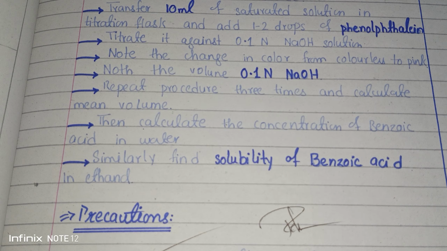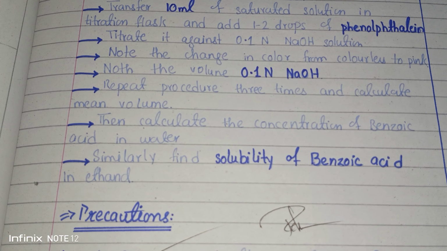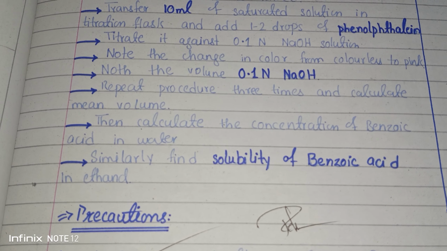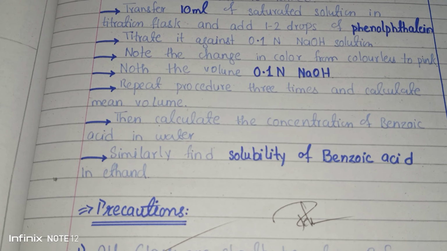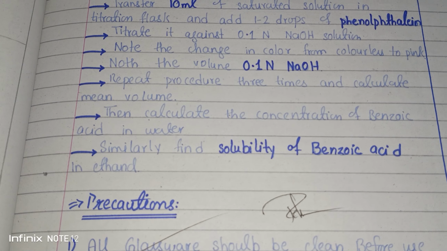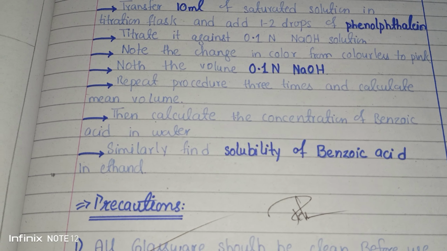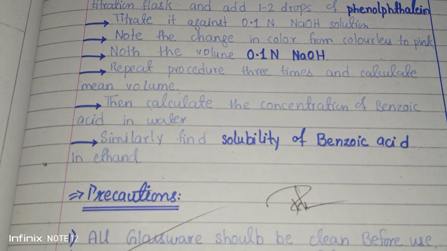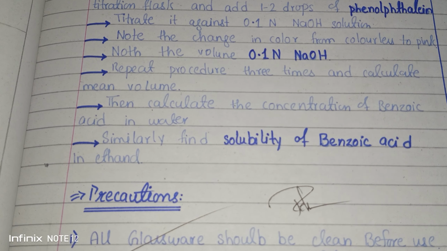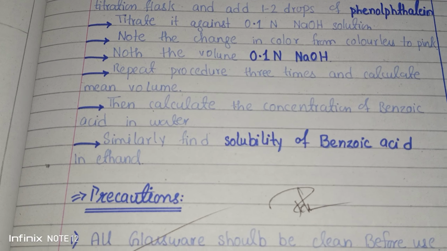Phenolphthalein is colorless and it will change into the pink color. Now you also have to note the volume of NaOH which you use for the titration. You have to repeat every procedure, every experiment 3 times, and you have to calculate the mean volume. You have to calculate the concentration, and in that way you will find out the solubility of benzoic acid.